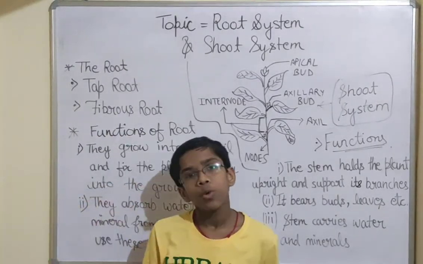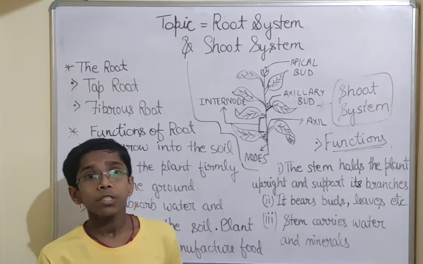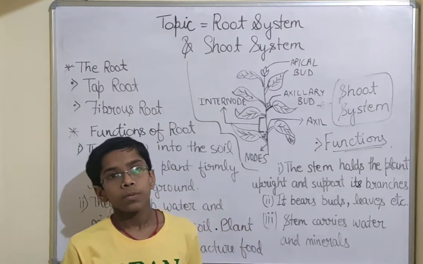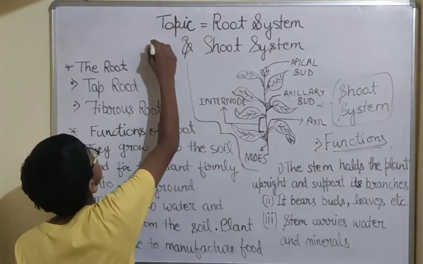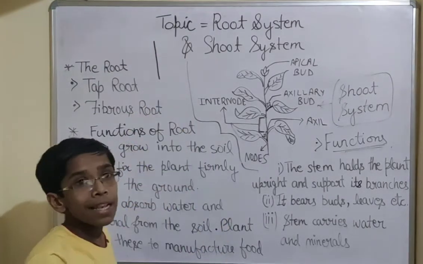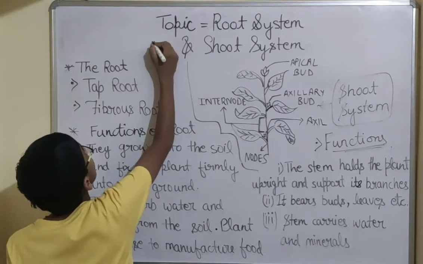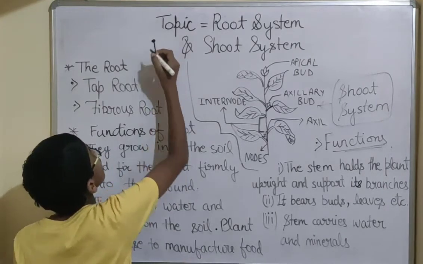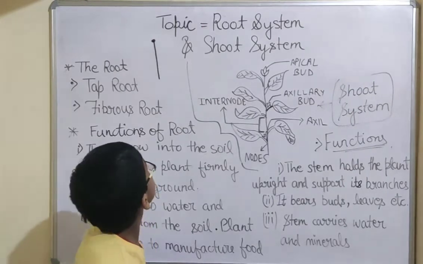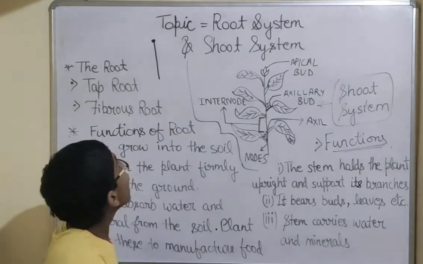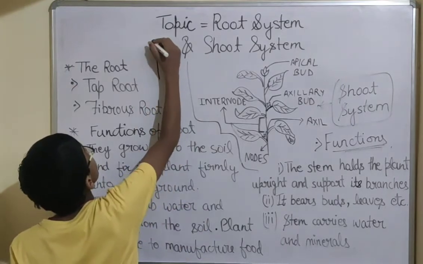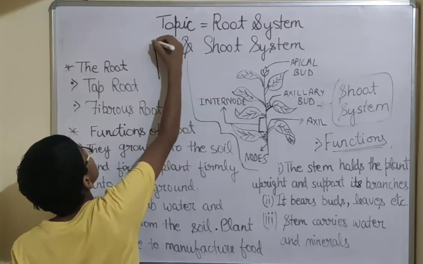What is the taproot and what is the fibrous root? First of all, we will discuss the taproot. So a taproot is a root which goes deeply into the soil. It's like this way. It is broader at the base of the stem. When there is a stem, it is broader at the base of the stem, and from the base of the stem it comes like this way.